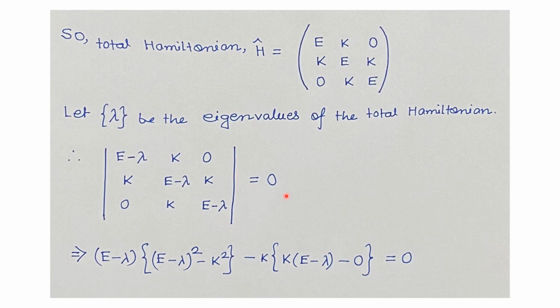To find the determinant, we will take this component and multiply it with the 2 cross 2 determinant, that is E minus lambda k, k E minus lambda, and similarly for the other components. After doing that, we will get E minus lambda times E minus lambda whole square minus k square in the parenthesis, minus k times this term in the parenthesis, that is k into E minus lambda minus 0, and that equals 0.